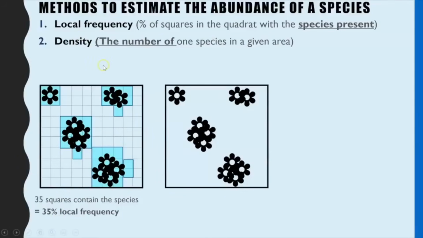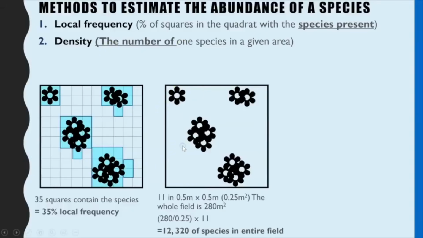The next option is density, and you would normally use an open quadrat for this. And this is where you're counting the number of one species in a given area, and you're counting the actual number. So in this example, I've counted there are 11, and we need to know how many we have in the entire field. So there is a bit of maths involved in this one.